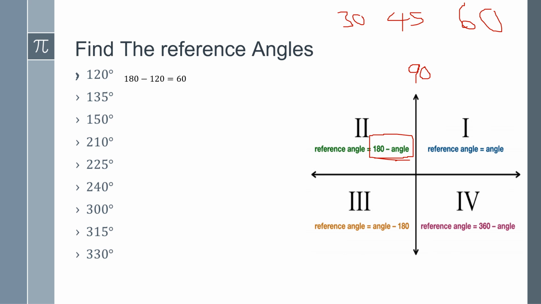So what I want you to do is work the rest of these out, following what I just did. Again, how I got the 60, I subtracted the angle from 180. And when I did that, I got 60. So you work ahead and go through all of these, determining if it's in quadrant 2, 3, or 4. And remember, your answers have to be 30, 45, or 60. All right, pause the video and try it out.